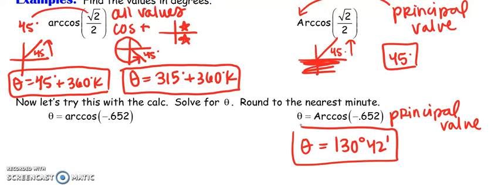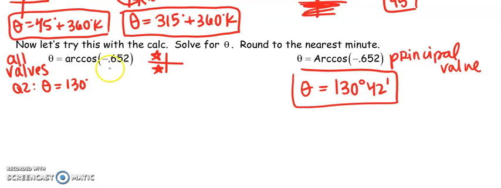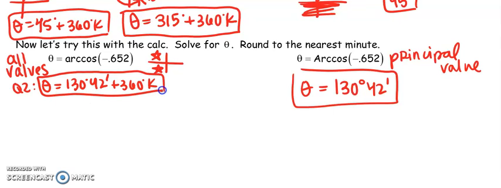Now you're going to use that for all values though. So we're going to come over here, arc cosine, so this is all values because it's little a. So when is cosine negative? In 2 and 3. Well, 130 degrees is in quadrant 2 already, so we already got our quadrant 2 answer. Our quadrant 2 answer is 130 degrees, 42 minutes plus 360 times however many rotations. But we need to find a quadrant 3 answer.